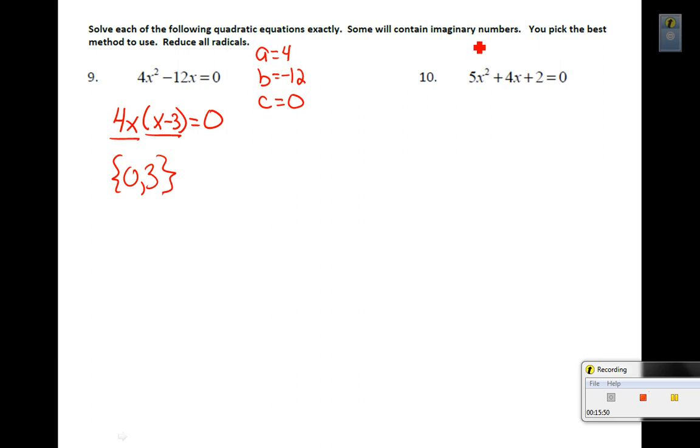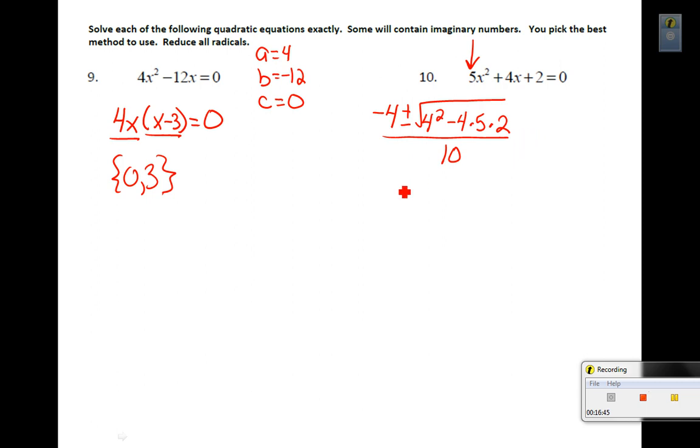As soon as I see a number right there, I don't want to try to factor it. I'm definitely not going to do completing the square. It's not a perfect trinomial, so I'm going to use the quadratic formula again. So if I do that, I have the opposite of b, so negative 4 plus or minus the square root of 4 squared minus 4 times 5 times 2, all over 10.